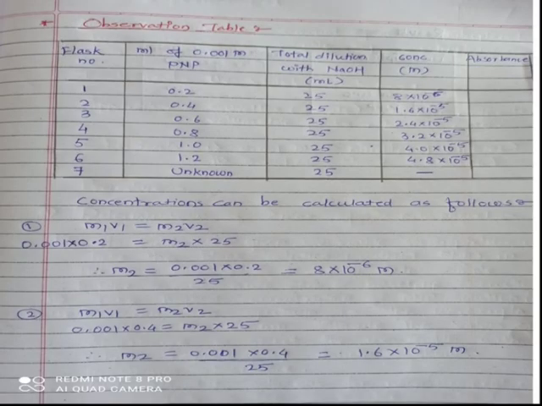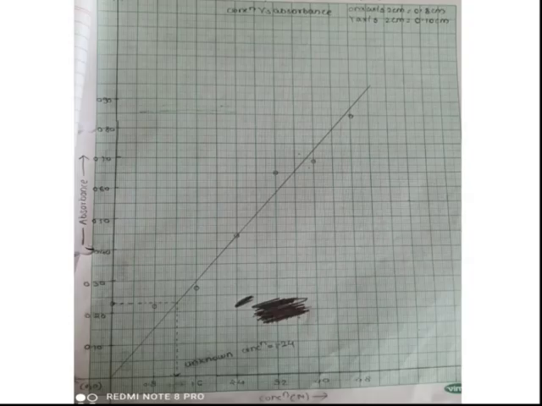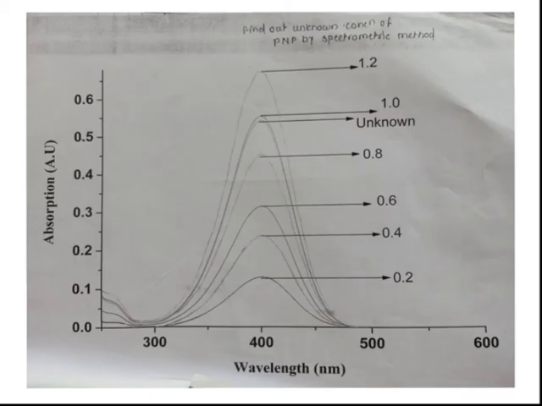And when your teacher gives you a solution of unknown, just put this solution in the UV visible spectrophotometer and measure its absorbance, and from this absorbance, by plotting a graph of absorbance versus concentration, you can get the concentration of the unknown substance. Before that, on the UV visible spectrophotometer, we will get such a type of spectrum. Absorbance is on the y-axis and wavelength in nanometer on the x-axis. Here absorbance is from 0 to 1, and the wavelength scan is from 250 to 600 nanometer.